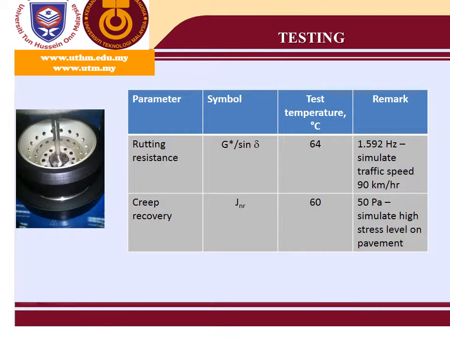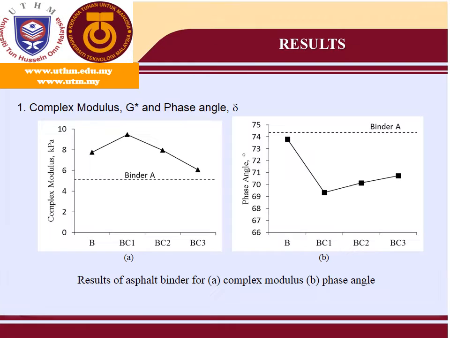After the blending process, the samples were tested with dynamic shear rheometer or DSR. There are two parameters used for rutting characteristics. First is the rutting resistance by G star over sin delta. Second is the creep recovery. For rutting resistance, the test temperature is about 64 degrees Celsius and the creep recovery at 60 degrees Celsius.